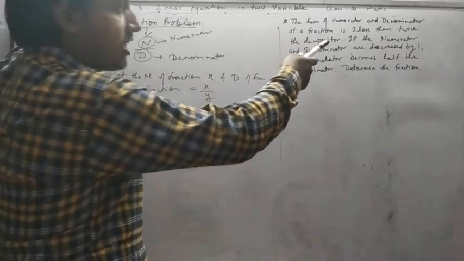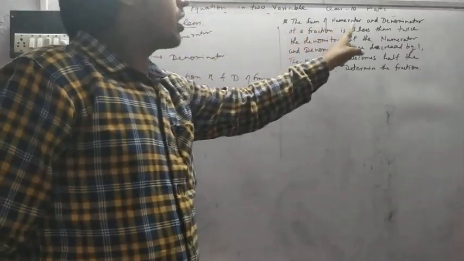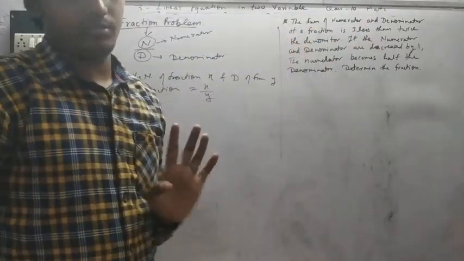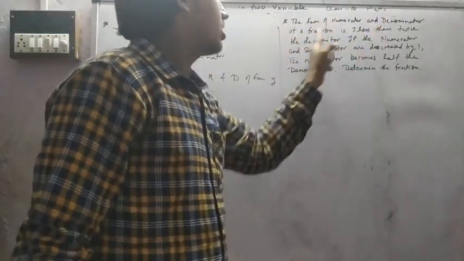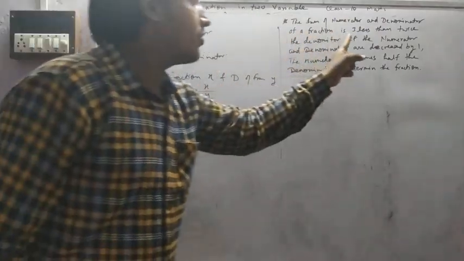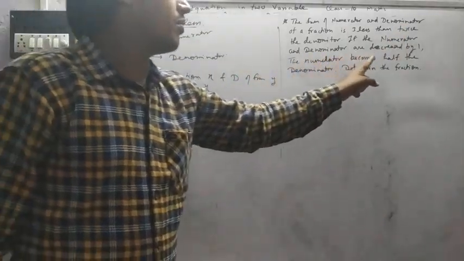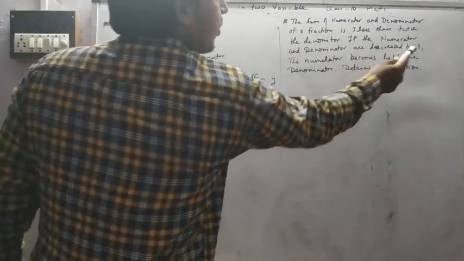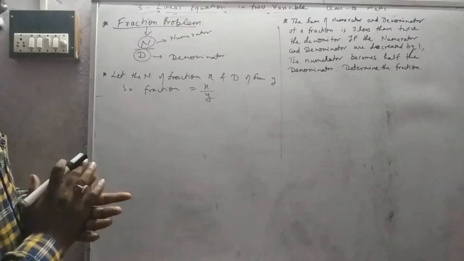So we are taking an example for explaining this. The sum of the numerator and denominator of a fraction is 3 less than twice the denominator. If the numerator and denominator are decreased by 1, the numerator becomes half the denominator. Means both decrease by 1, so the numerator becomes half the denominator. So determine the fraction. Let's see how we make the equation.